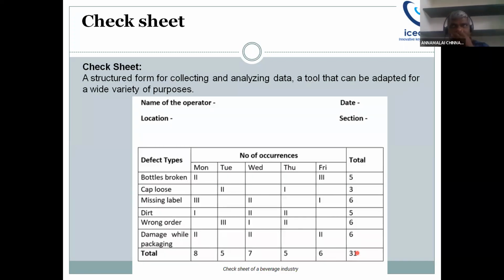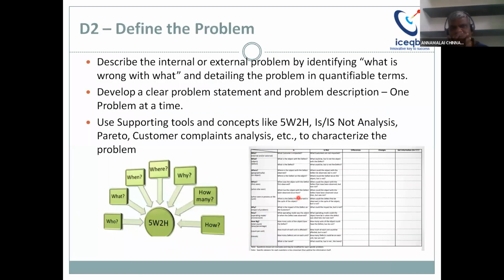So whatever tools you have learned now, the Pareto diagram or Pareto chart or a check sheet analysis, will help you to really identify the biggest problem that needs immediate attention to be solved, and how we can define and quantify the problem. So that is the second step. Defining the problem, that is the second step.